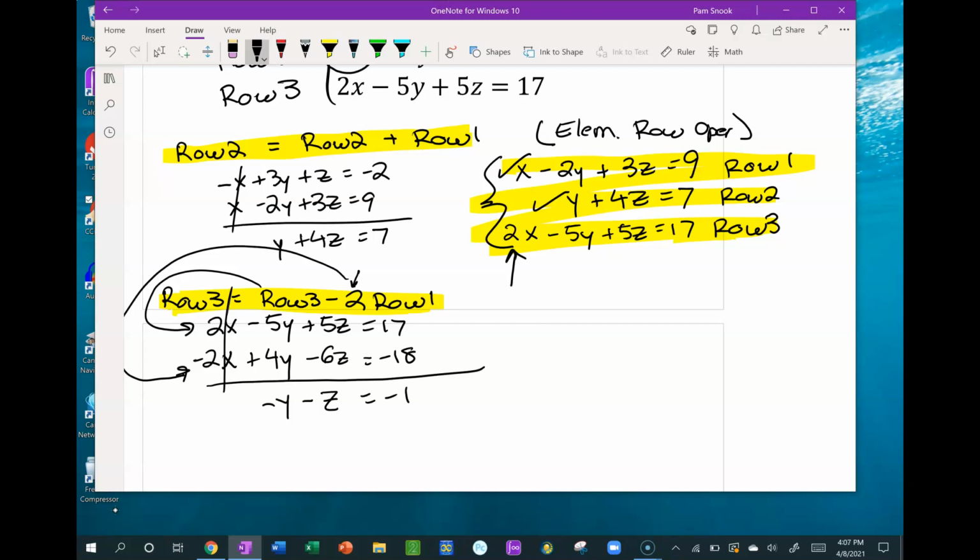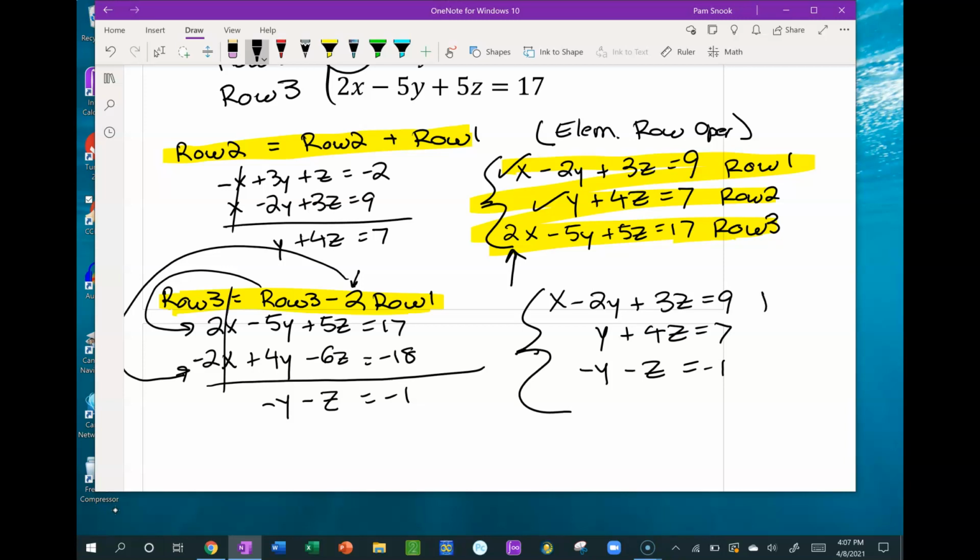Okay, so now here's my system. Row 1 is x minus 2y plus 3z equals 9. Row 2 is y plus 4z equals 7. And now my new row 3 is negative y minus z equals negative 1. So here's my new system. Here's row 1, row 2, row 3.